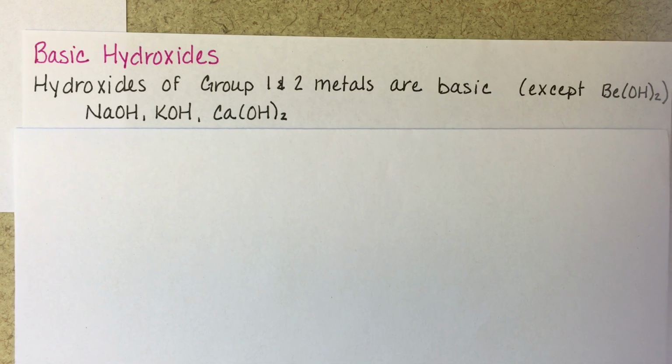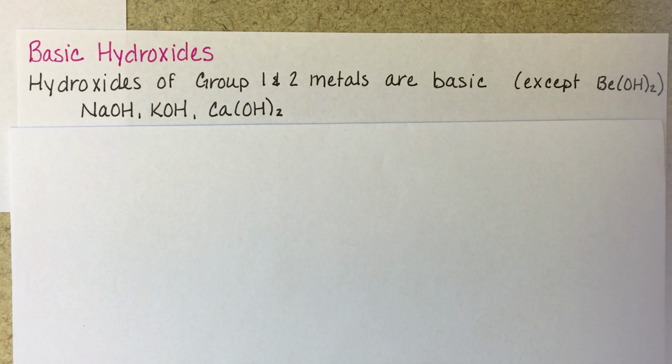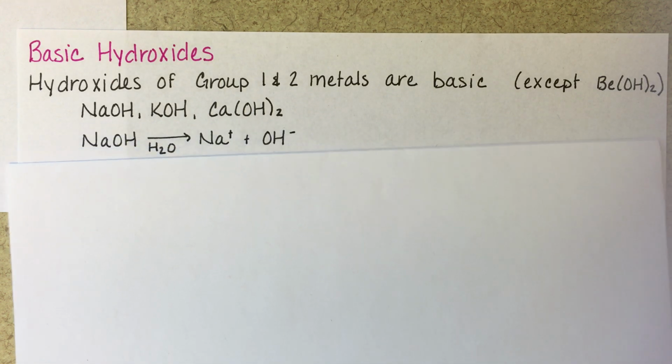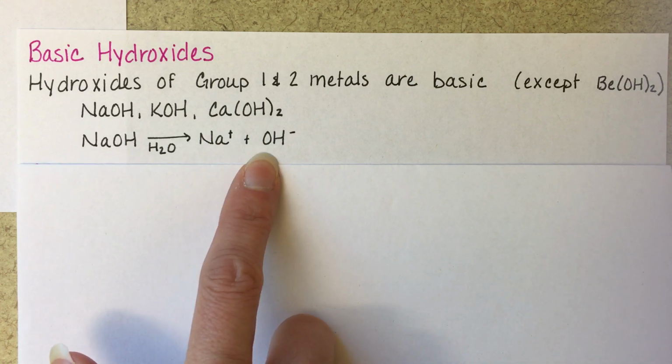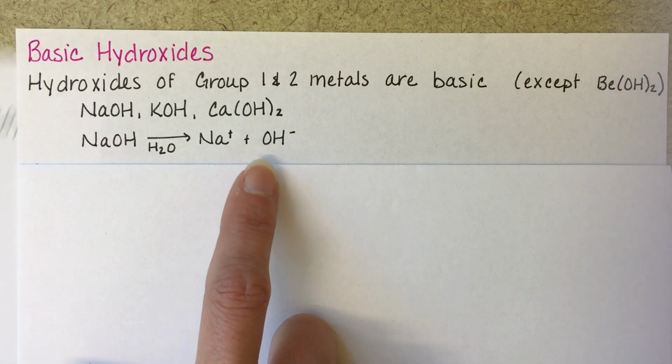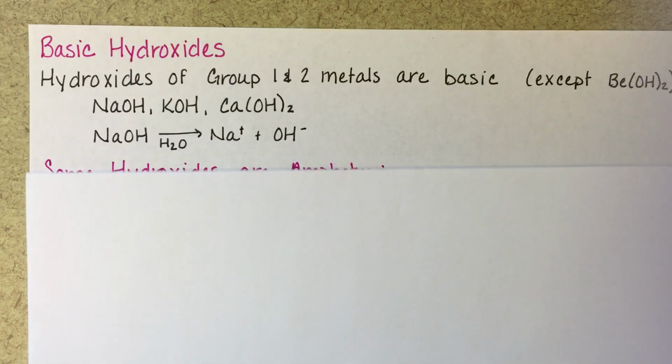And here are some examples of hydroxides that you've seen before. They should look familiar to you. And these things will dissociate in water to produce hydroxide ion, OH-, which is basic.